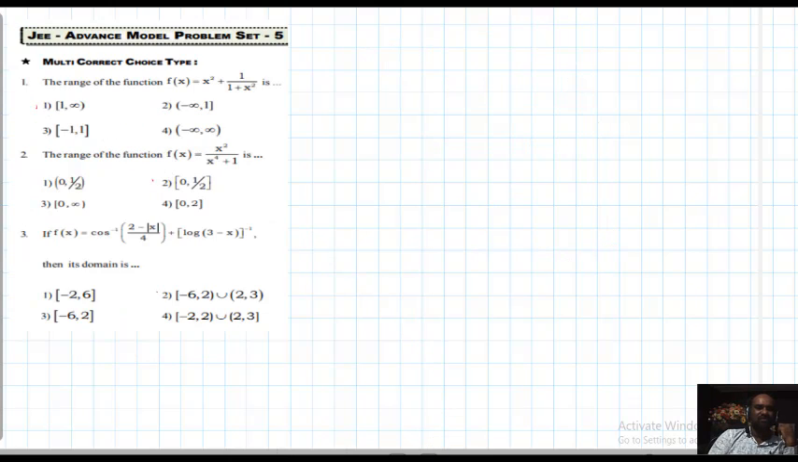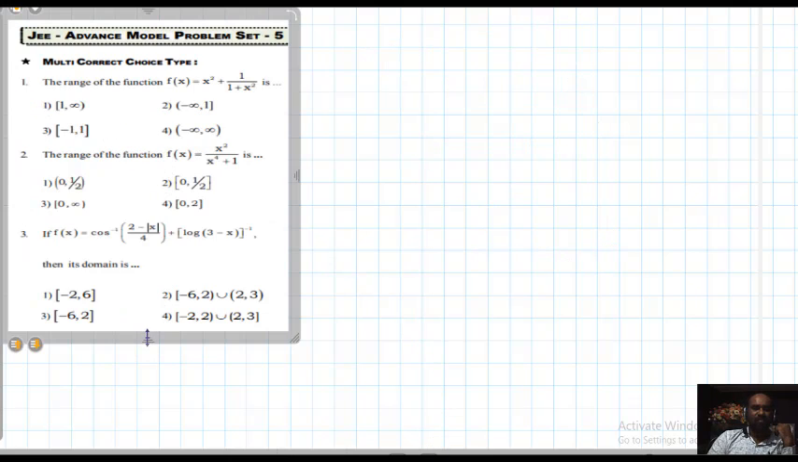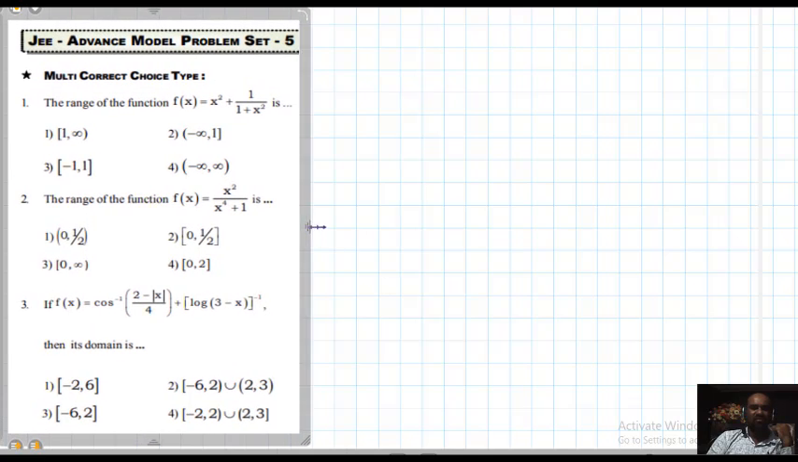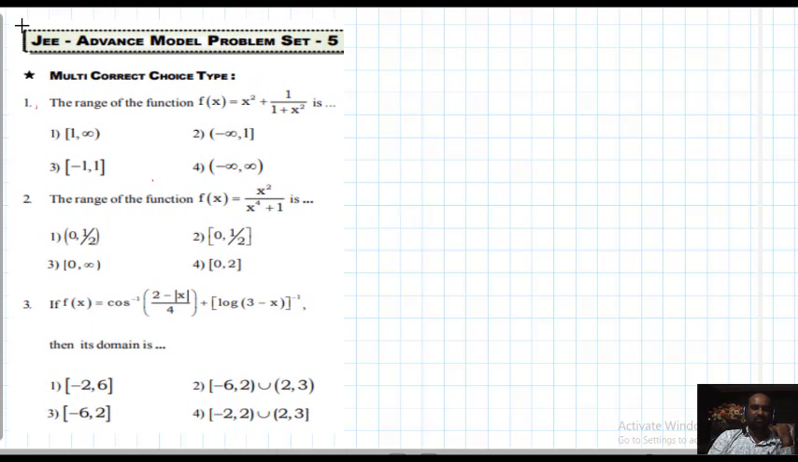Okay students, next are advanced type problems, so take care of this. Yeah, students, listen. Range problems are difficult. f of x equal to x square plus 1 by 1 plus x square. Okay, so you want to find its range.